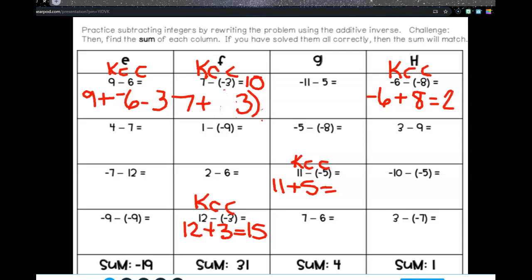Miss Blake? Yep. 9 minus negative 9 is confusing me. Well, I don't know what to do since they're both the same numbers. Okay. So what did you write? So right now I have negative 9 plus 9. Right now. Okay, you did it right.